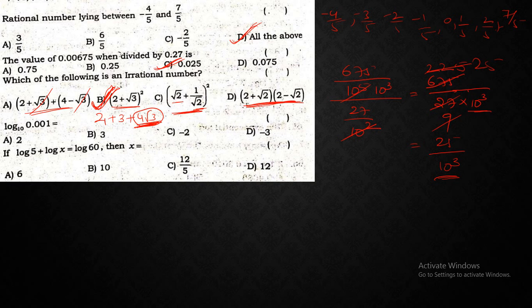Next, log of 0.001 to the base 10. Already we know, after the decimal point how many numbers are there? There are 3 decimal places. So I can write this as log of 10 power minus 3 to the base 10. This gives me minus 3 by using the power rule. So the answer is minus 3. Next, log 5 plus log x. Already this is in the form of the product rule. Using the product rule, log 5 plus log x can be written as log 5x is equal to log 60.